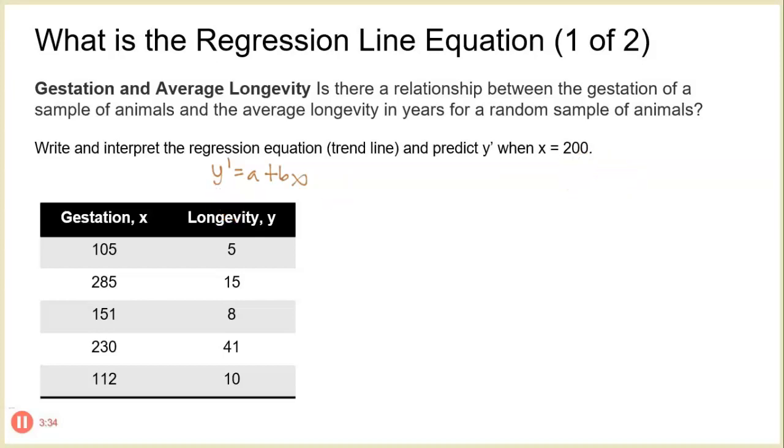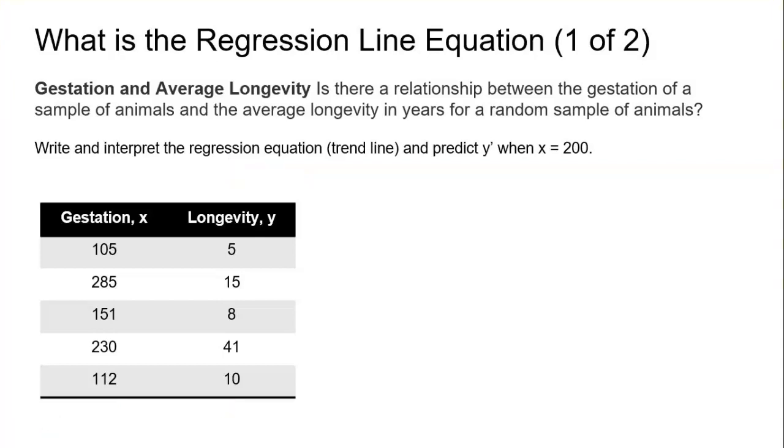So there's two things we want to do here. We want to calculate the regression equation, and we want to interpret the regression equation. What is it? What do the components mean? And then when we're finished, when the number of days for gestation is 200, then what is the predicted longevity? That's what we would like to determine.